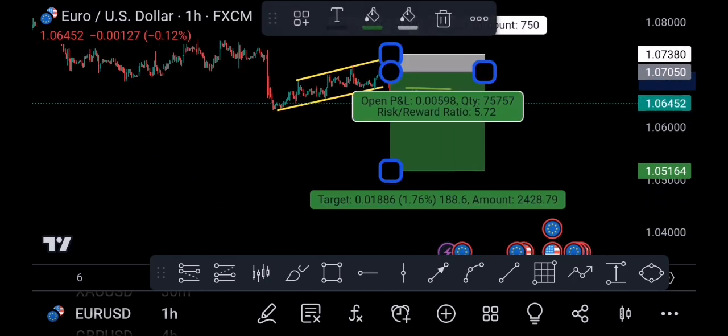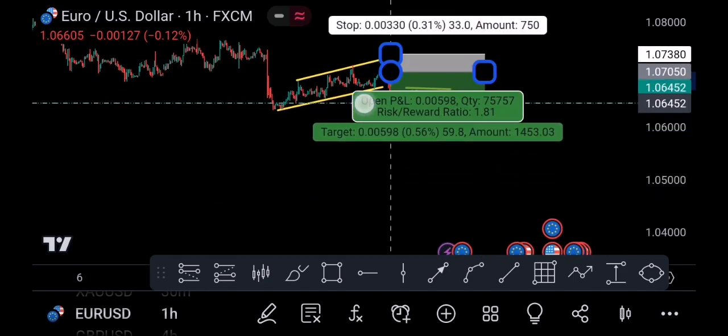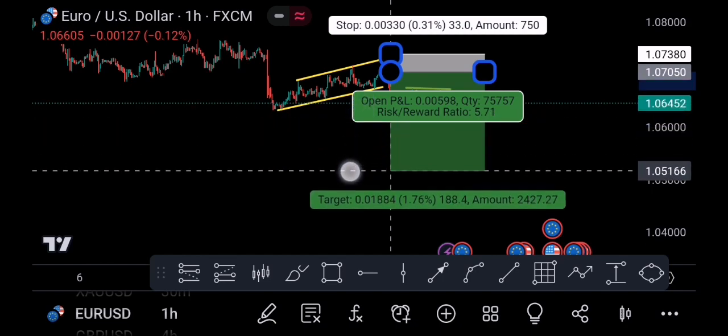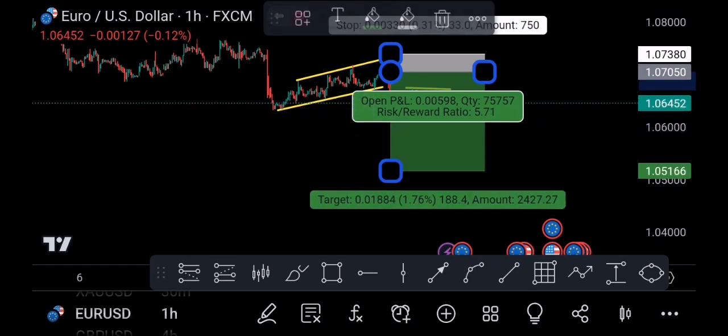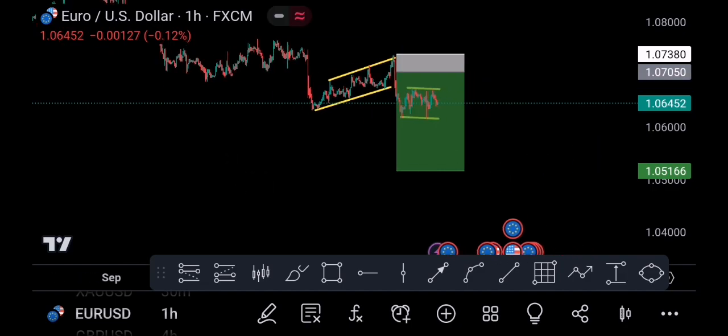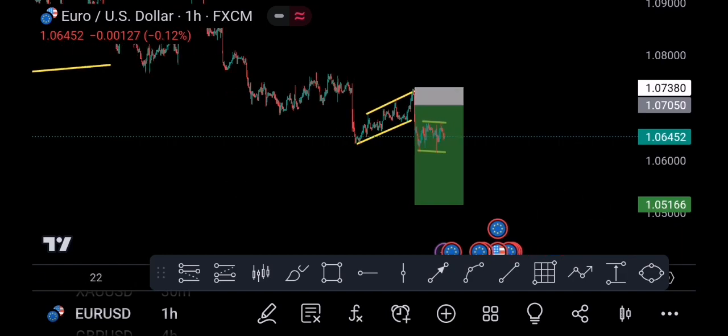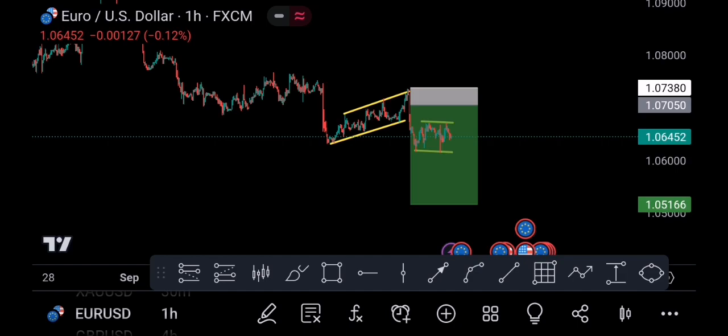So we are currently running around 1%, and I'm targeting 5% or 1.76%, and so far so good. I've already taken the risk off this trade, meaning that whatever amount I was risking, I'm now off it. I'm now on a risk-free trade. I'm not playing with the profits, but I have protected my profits. You get what I'm saying?